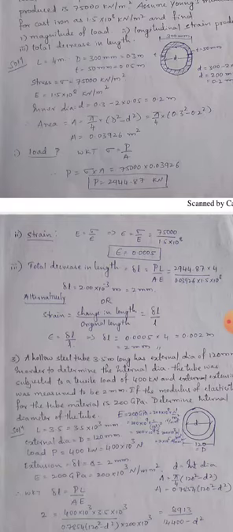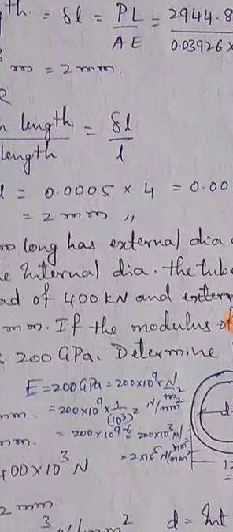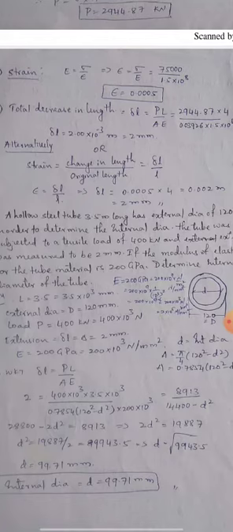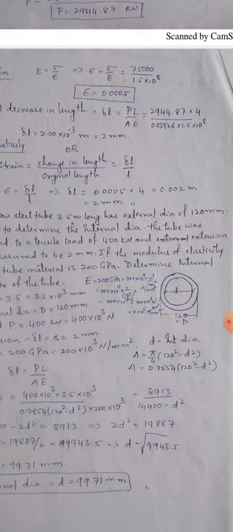Again, 1 GPa is equal to how much? 10 raised to 3 Newton per mm square. Therefore, E should be 200 into 10 raised to 3, or 2 into 10 raised to 5 Newton per mm square. Then see here. According to the input values, length, external dia, load, extension are given to you, including D. You have to calculate the area separately. Area is equal to how much? Because your aim is to calculate the inner dia.